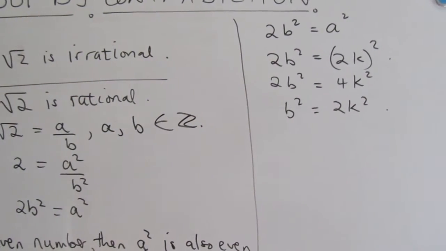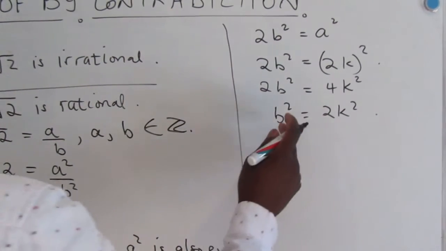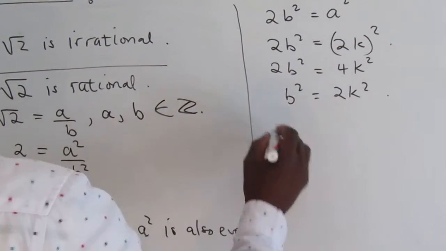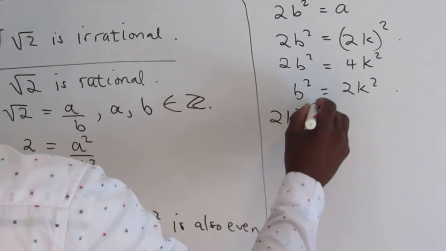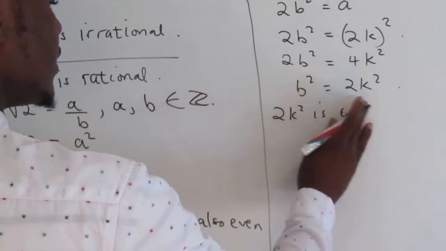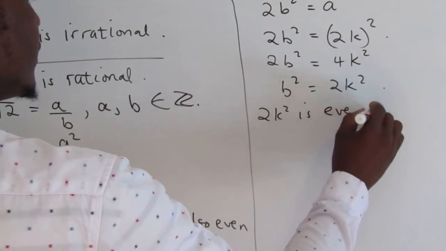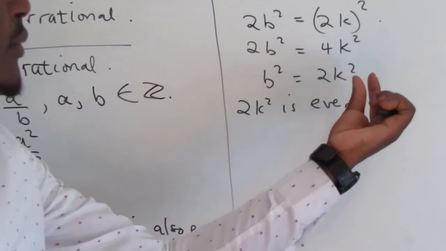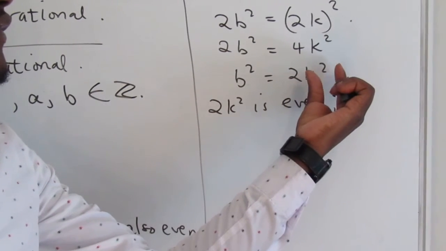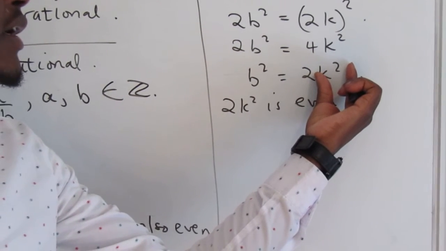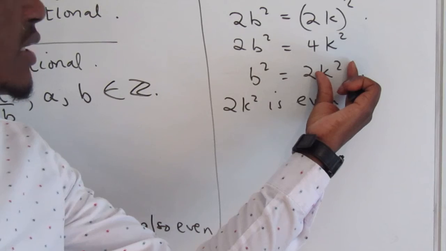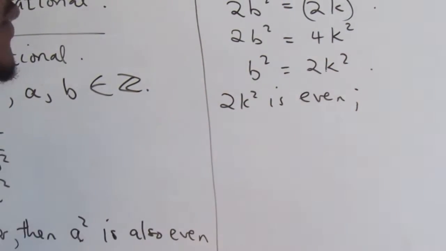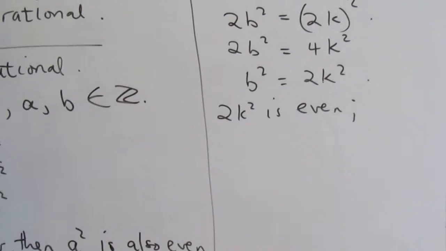And again, we can use this assumption that b squared is equivalent to 2k squared. This means that 2k squared is even, because k squared is an integer, and if we multiply k squared with a 2, we can get an even number. So 2k squared is even.